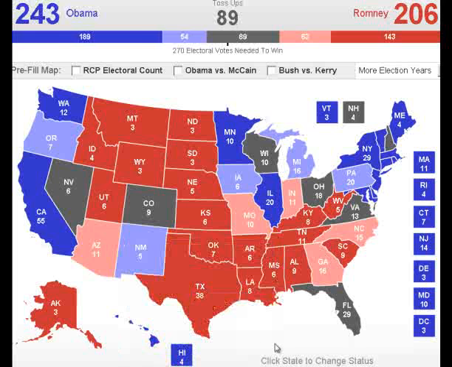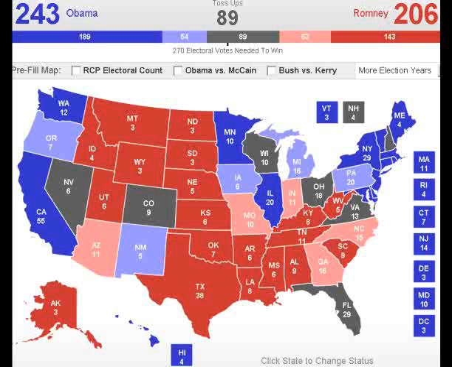So, overall, in our map, if you include leaners and likely states, we have 243 electoral college votes for President Obama. We have 206 electoral college votes for Governor Romney. And the rest, of course, are the swing states. There are a tremendous variety of scenarios that could occur in these states. Obviously, it's possible for literally any of these combinations to be true.